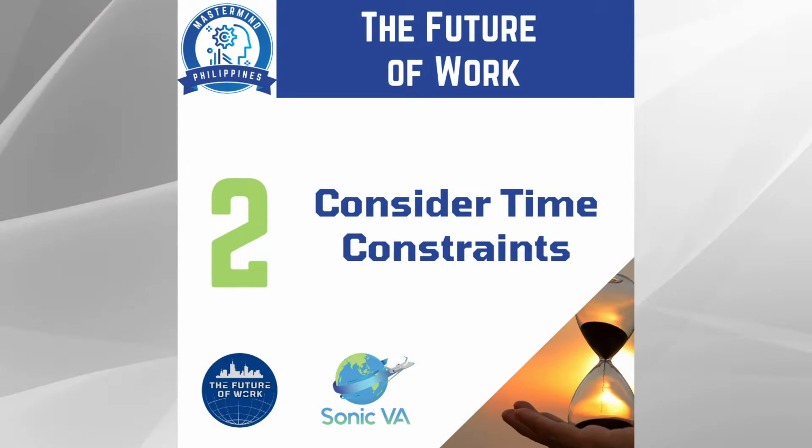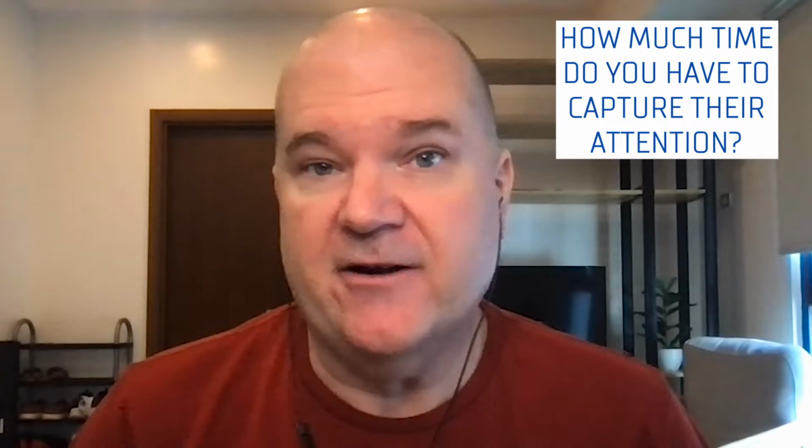Number 2, consider your time constraints. Not just how much time you have in front of them, because on the average, people will look at a social media post for about 3 seconds before they decide they want to keep going. They'll look at a video for maybe 8 to 10 seconds before they decide they want to keep going. They'll look at the 2 or 3 sentences at the top of a blog post or an article. So you want to consider how much time do you have to capture their attention.